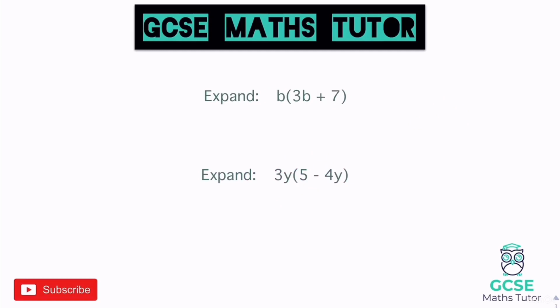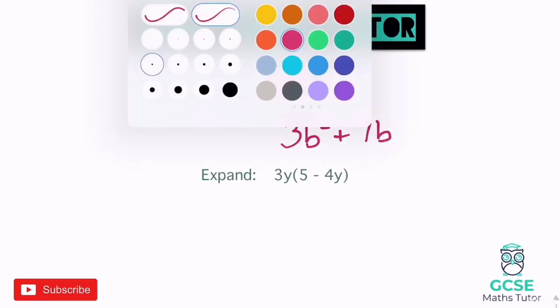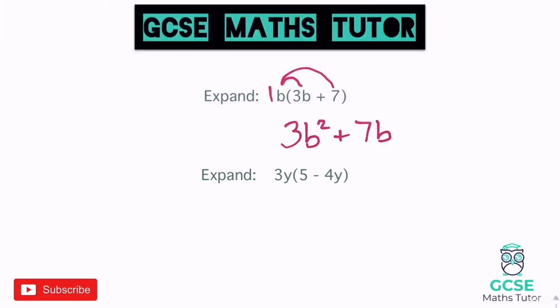On to expanding brackets. This first bracket we are multiplying everything inside the bracket by b. So b times 3b, well not forgetting there's a 1 in front of that, 1 times 3 is 3, and b times b is b squared. On to the next one, 1b times 7, well 1 times 7 is 7, and there's just that 1b that we're going to leave in there, and we're just going to copy that symbol, which is a plus, so keeping that as a plus.